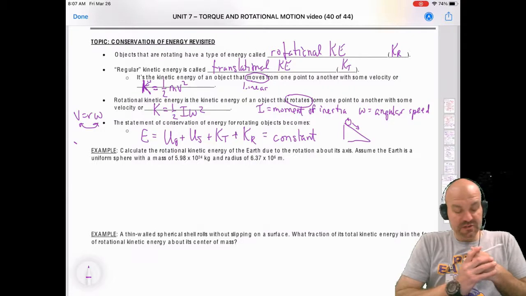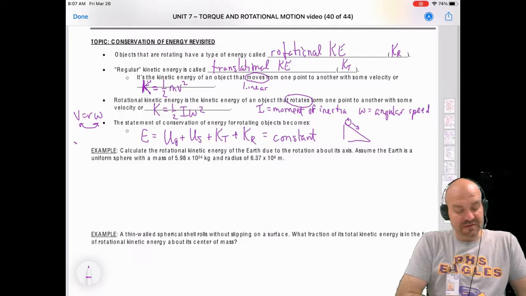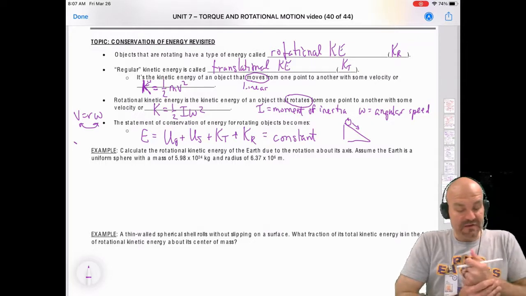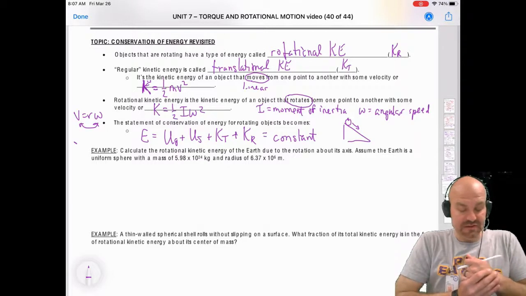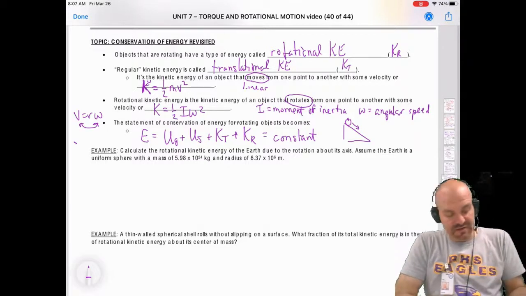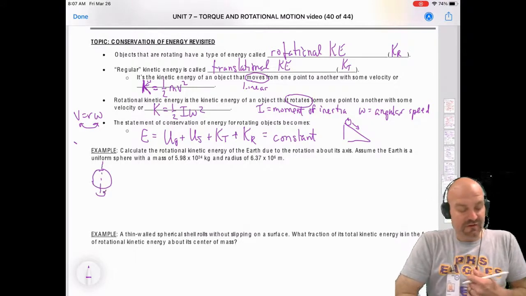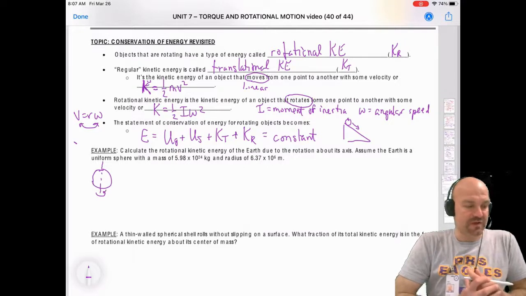It says calculate the rotational kinetic energy of the Earth due to the rotation about its axis. Assume the Earth is a uniform sphere with a mass of 5.98 times 10 to the 24th kilograms and a radius of 6.37 times 10 to the 6th meters. And so here's our Earth. It's going to rotate about its axis, and we're trying to figure out what that rotational kinetic energy is.